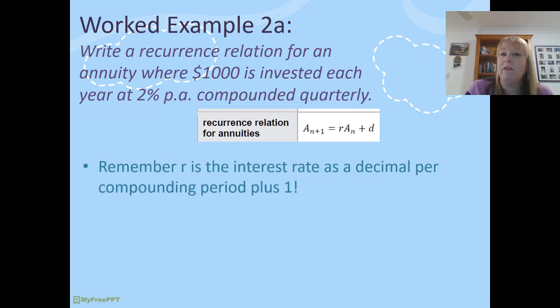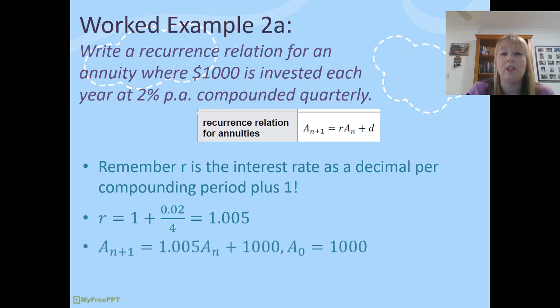Now, you need to remember the value for R in this instance is the interest rate as a decimal, and that's going to be per compounding period. And we have to add 1 to that, because if we didn't add the 1, we'd actually be reducing the amount of our investment, which we don't want to do. We want to increase it. So in this case, where we've got 2% per annum, we're going to divide that by 4 because it's compounded quarterly, and then we're going to add 1. So that ends up giving us a value for R of 1.005. And we're going to use that number to substitute into our recurrence relation.